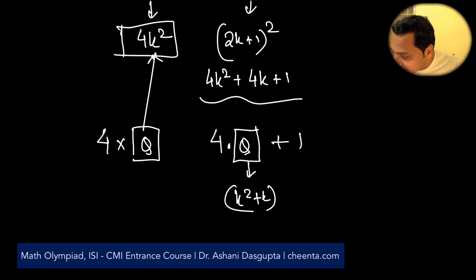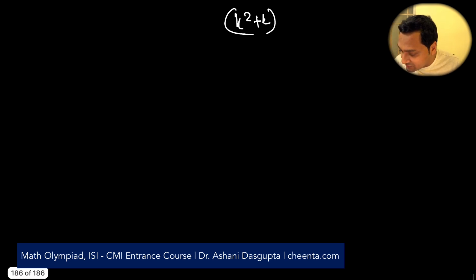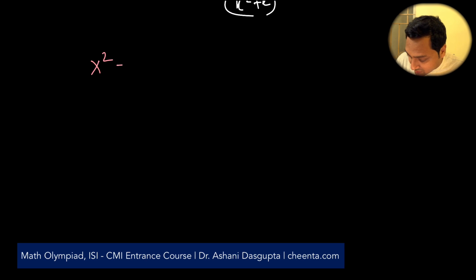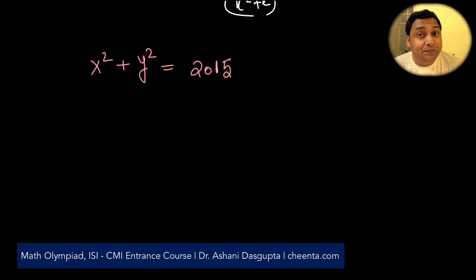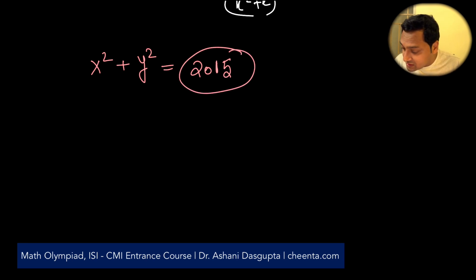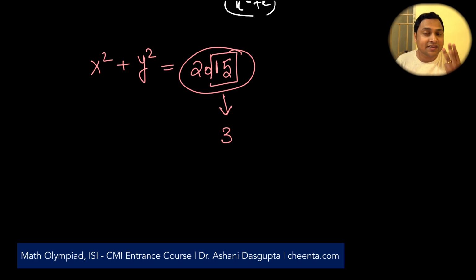Now let's use this idea to solve this quadratic Diophantine equation. X squared plus y squared equal to 2015. Now notice that 2015 produces 3 as remainder when divided by 4. You can easily check this by looking at the last 2 digits. 15 divided by 4 produces 3 as remainder, and that's like the divisibility check of 4. You check the last two digits. So 3 as remainder when divided by 4.